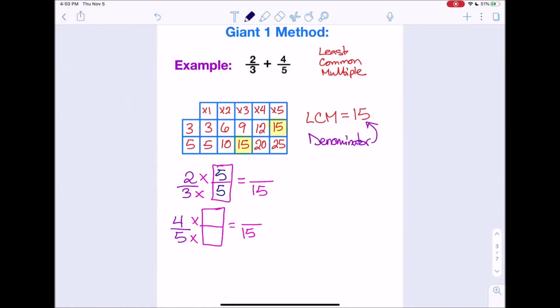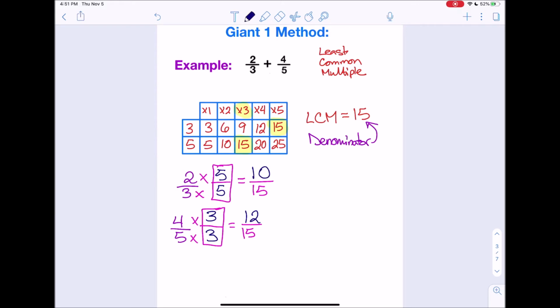So we're using giant 1s because they equal 1 and they don't change our fractions, they just give us equivalent fractions. So now I look at 4/5 and I go, okay, what times 5 gave me the 15? It was 5 times 3 that gave me the 15. So whatever's on the bottom has to go on the top because it must equal 1. So 3 divided by 3 equals 1. And 4 times 3 is now 12. 2 times 5 is 10.